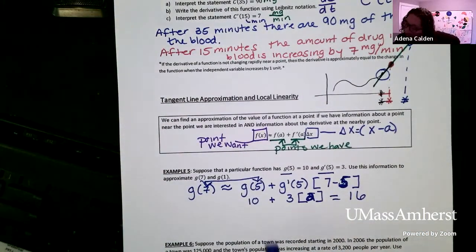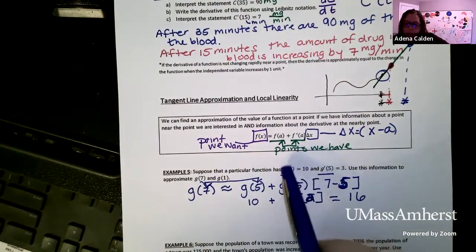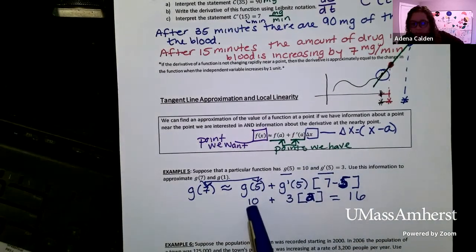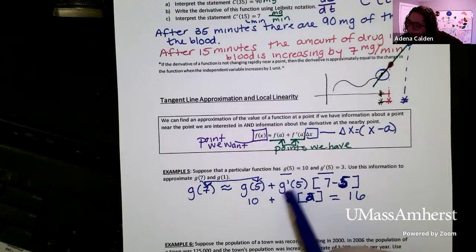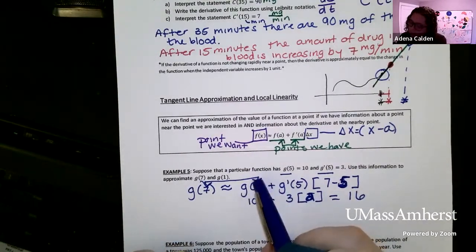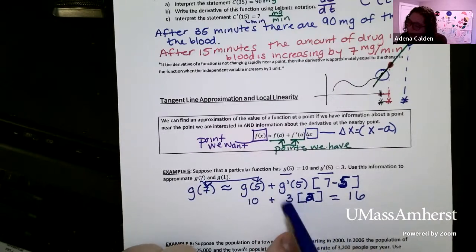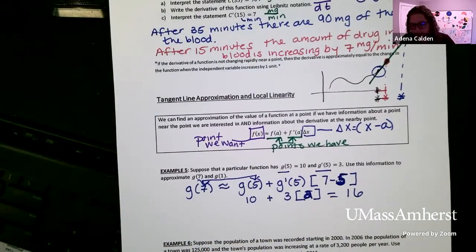Okay, so we know that we were at g of 5, right? And when we were at g of 5, the value was 10. So that's our starting point. And then we were changing by 3 units. So here, if we move 2 units away, so from 5 to 7, we multiply the rate 2 times, which gives us 6, added on to our starting point, and that's how we end up with 16.